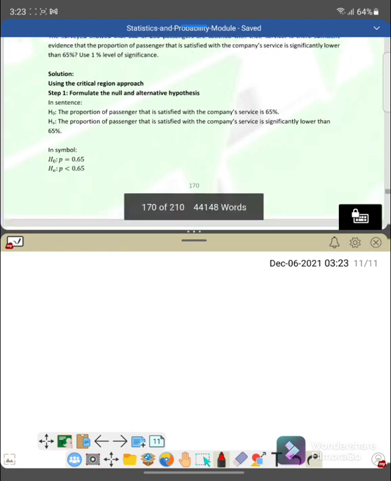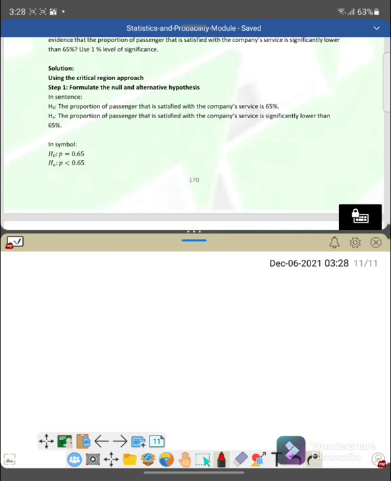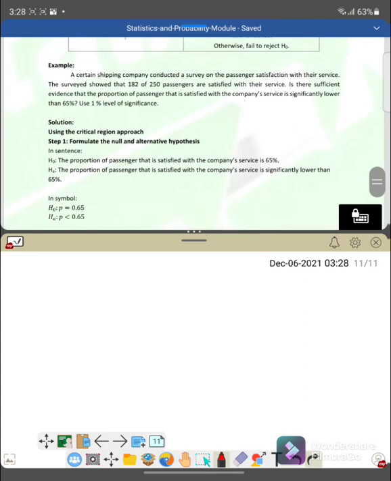Okay, so if we were going to use that in symbol, the null hypothesis is that the population proportion is equal to 0.65, and your alternative is that the population proportion is less than 0.65. Take note, we have here the words "significantly lower." The question is: is there sufficient evidence that the proportion of passengers that is satisfied with the company's service is significantly lower than 65%?